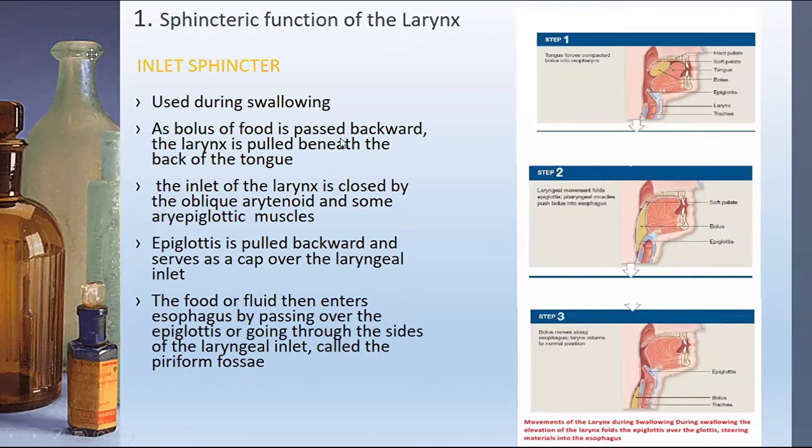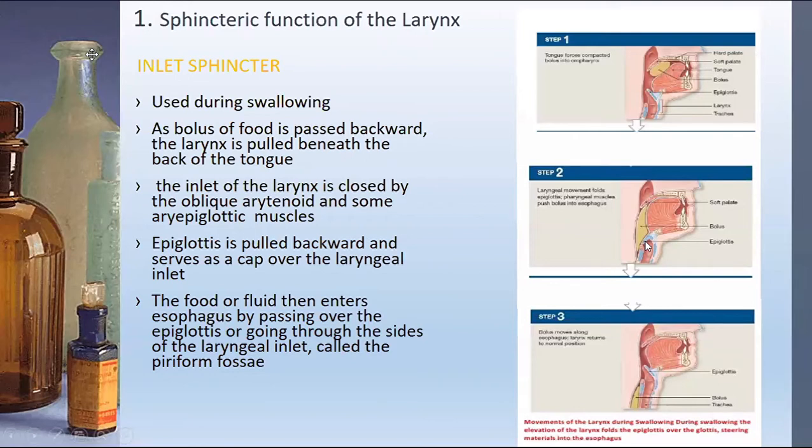Okay. As a bolus of food is passed backwards, the larynx beneath the tongue is pulled forwards, no? So as the food then passes through the larynx, the inlet of the larynx is closed. So this is the sphincter function. The inlet of the larynx is closed by the oblique arytenoids and some aryepiglottic muscles, no? Next, the epiglottis is pulled backward and serves as a cap of the laryngeal inlet. Ayan na siya. You can see the epiglottis as the food bolus moves to this side. The epiglottis is pulled to form a cap on this area.